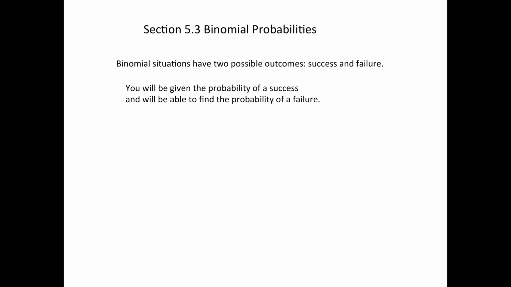So two possible outcomes. So you're going to be given a probability. It's going to say something like, hey, did you know the fact that 46% of Americans drink Pepsi, or something like that. So you're going to be given some type of probability of a success. Well, if it was 46% that do drink Pepsi, then if you subtract from 100%, you can figure out the failure rate, or those that don't drink Pepsi.